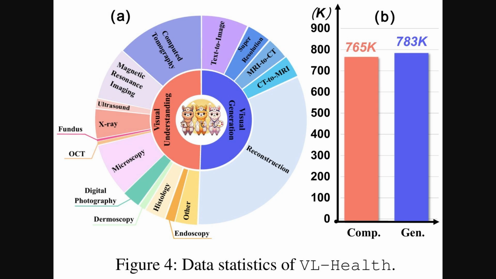So, to train this architecture we just looked at, the researchers actually curated a specific dataset called VL Health. Figure 4 here gives us a breakdown of that. Part A shows the different types of medical data and tasks included. You can see various imaging types like CT, MRI, X-ray again, plus tasks like reconstruction and text-to-image generation. And then Part B shows the scale. They gathered a pretty large amount of data, around 765,000 samples for comprehension tasks, and about 783,000 for generation.